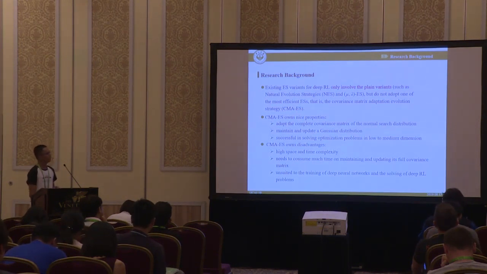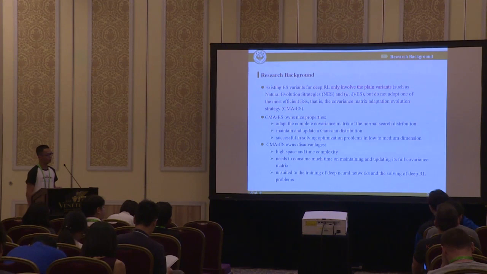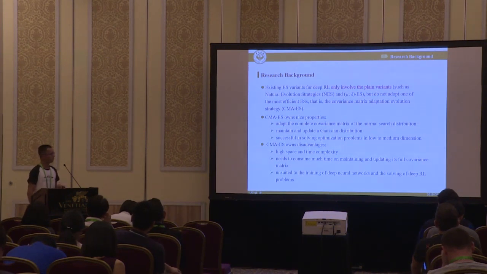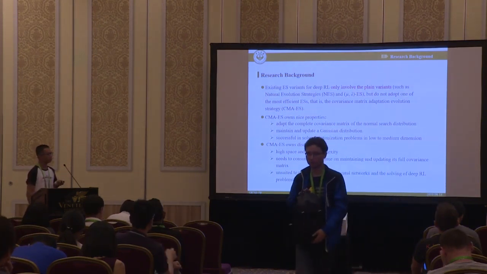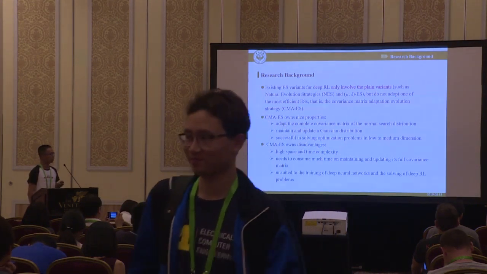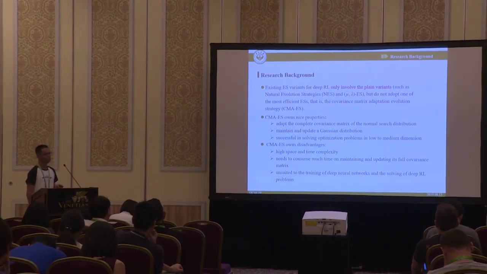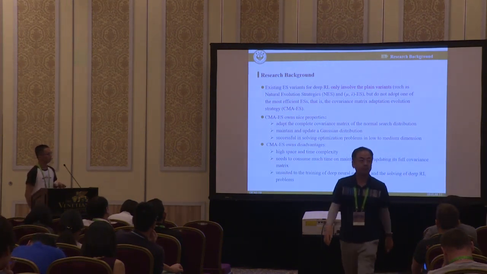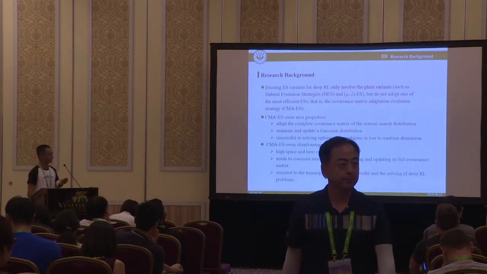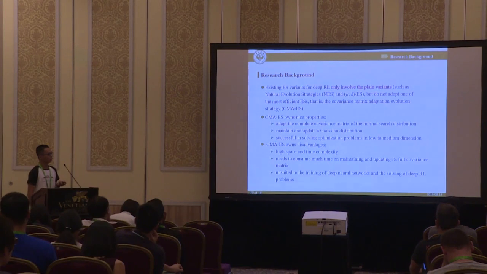However, existing ES varieties for deep reinforcement learning only involve the plain varieties, but do not attempt to adopt one of the most efficient ES, that is CMA-ES. In fact, CMA-ES has many nice properties and has been successful in solving optimization problems in low to medium dimension. On the other hand, CMA-ES also has some disadvantages. For example, it has high space and time complexity. And thus, it is unsuited to the training of deep neural networks and the solving of deep reinforcement learning tasks.